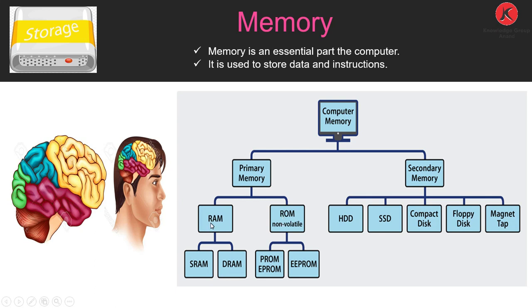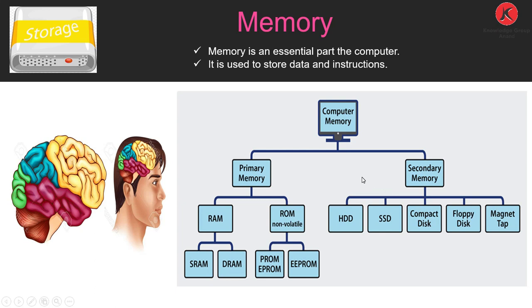Again, there are two types of RAM: SRAM and DRAM. SRAM means static RAM and DRAM means dynamic RAM. In the same way, ROM has three types: PROM, EPROM and EEPROM. PROM means programmable read-only memory, EPROM means erasable programmable read-only memory, and EEPROM means electronically erasable programmable read-only memory. So this is all called the primary memory. And the secondary memory has hard disk, SSD, compact disk, floppy disk and magnetic tape.